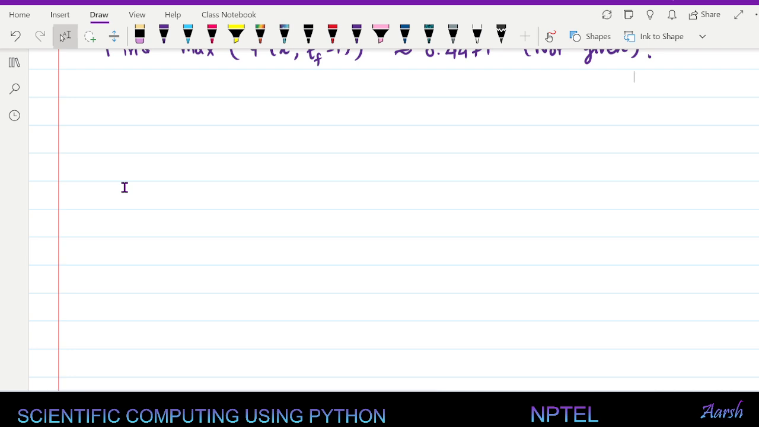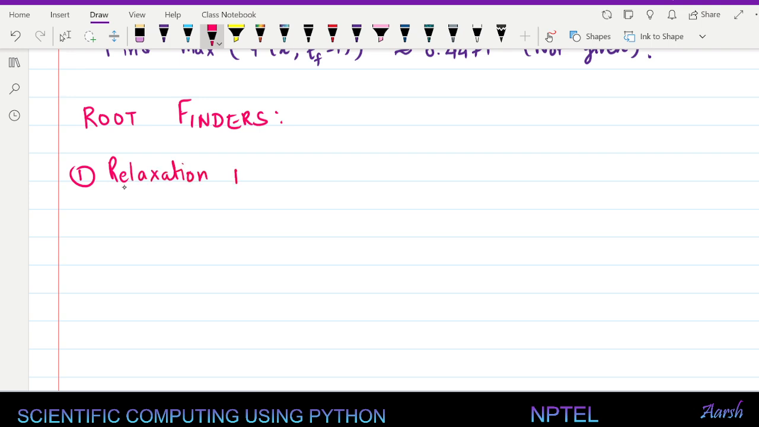So this week was mostly about root finders. And I'll take a different route. I'll first discuss what was called the relaxation method, and there is a reason why I'm doing that.